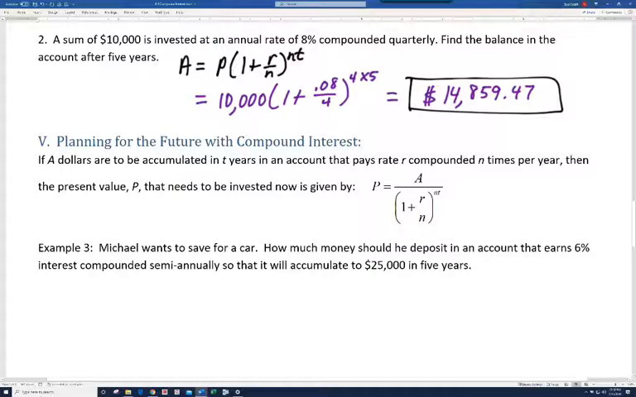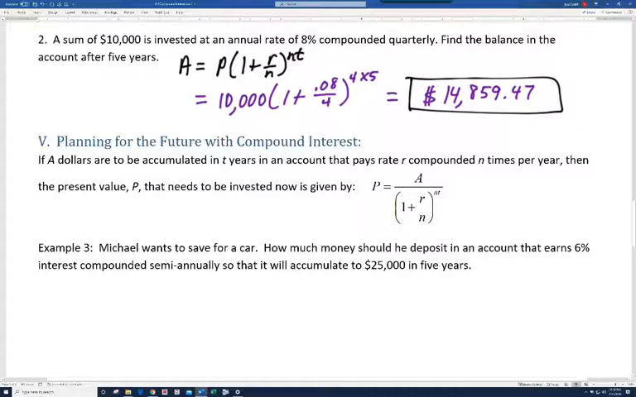$14,859.47. So you're making almost $5,000 in interest in those 5 years. That's not bad. So an interest rate of 8 is nice, but it'd be very difficult to get that kind of interest rate right now without taking a little bit more risk. All right, so let's look at the next problem here.